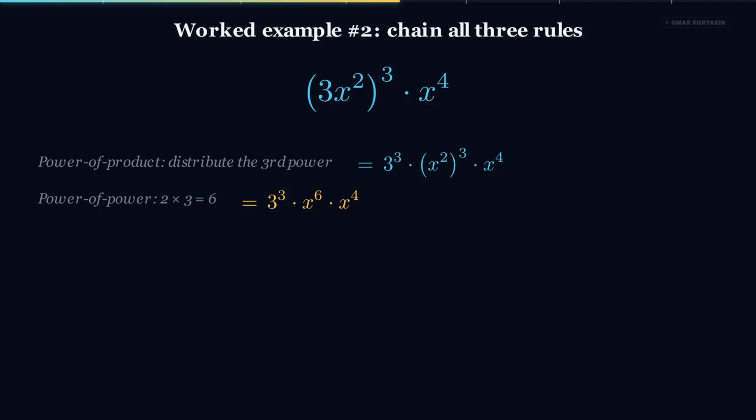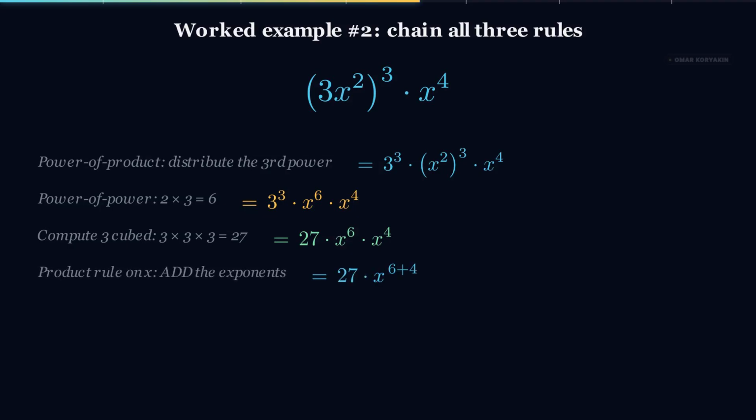The full expression now reads 3 cubed times x to the sixth times x to the fourth. Step 3. Compute the numeric part. 3 cubed equals 3 times 3 times 3, which is 27. So the expression now reads 27 times x to the sixth times x to the fourth. Only the variable parts of the expression remain to combine.